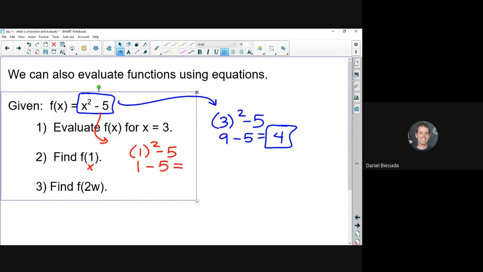And what is 1? 1 minus 5 equals negative 4. So our answer to this problem is negative 4.